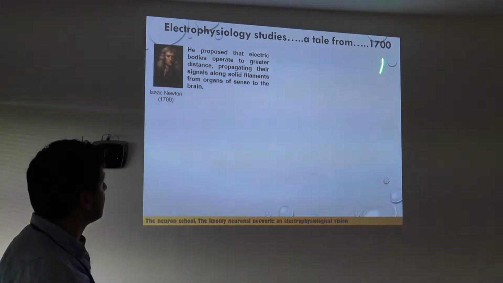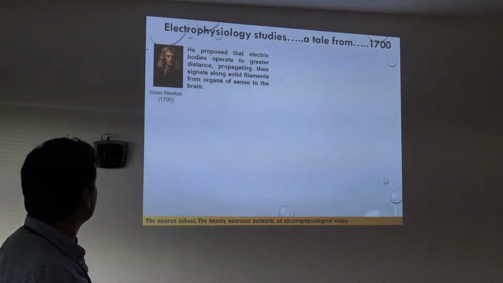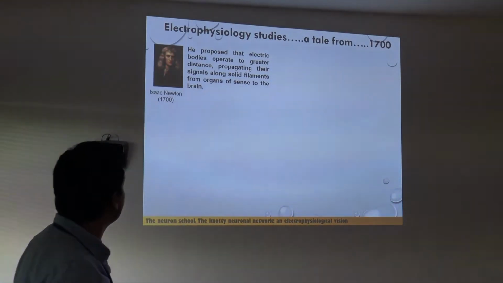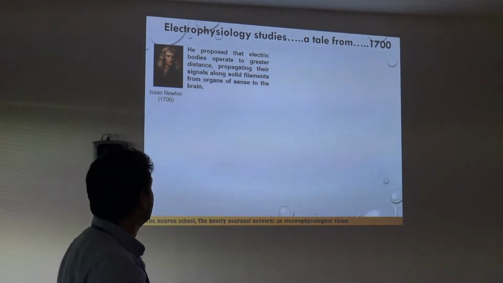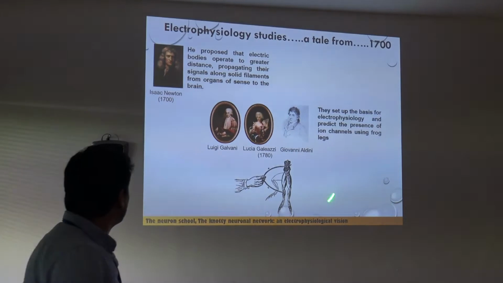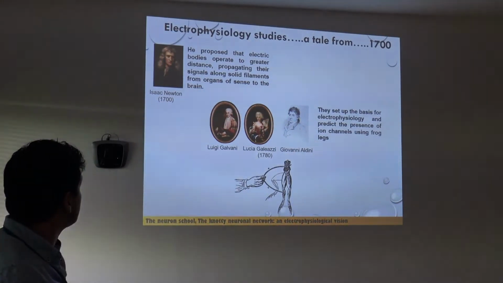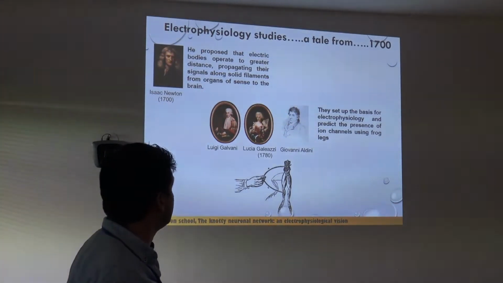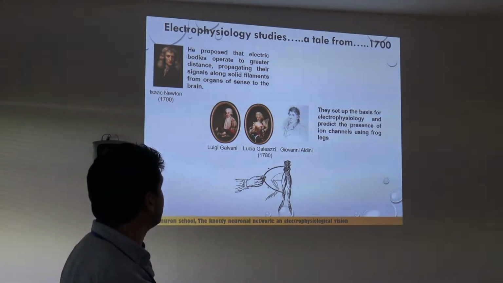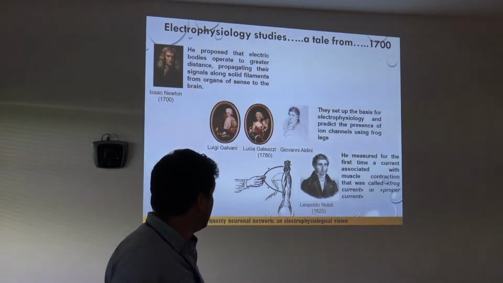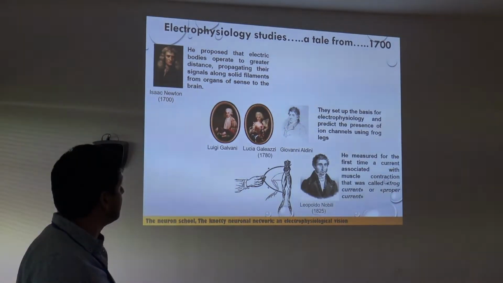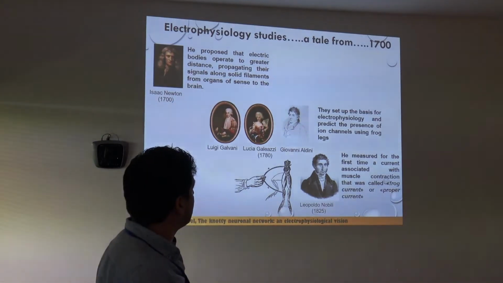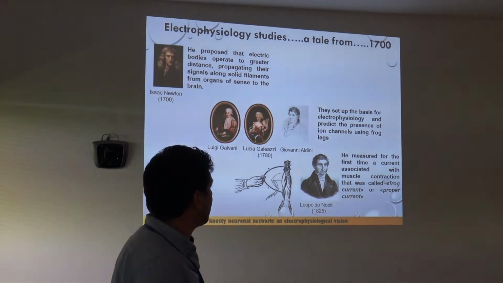It's a long story starting in the 17th century when Isaac Newton suggested for the first time that bodies can operate at greater distance, propagating their signal along solid filaments from organs of sense to the brain. After him, I want to remember Luigi Galvani, Lucia Galeazzi, and Giovanni Aldini, who set up for the first time the basis for electrophysiology and predicted the presence of ion channels using frog legs. And Leopoldo Nobili, using frog legs, measured for the first time the current associated with a muscle contraction. In fact, he called this current frog currents, or proper currents.